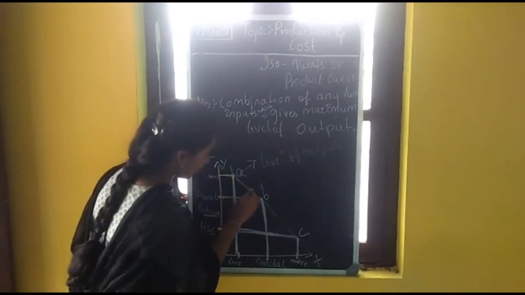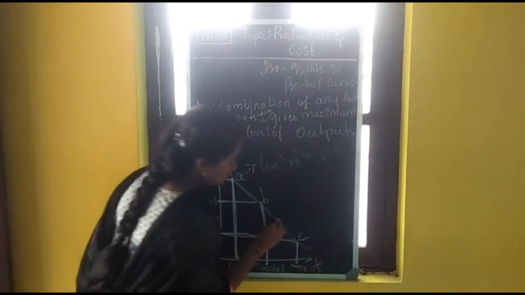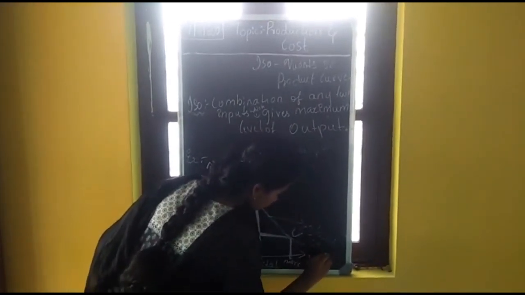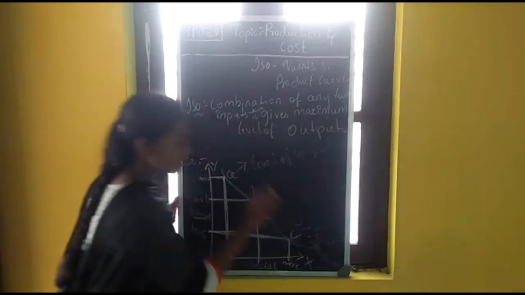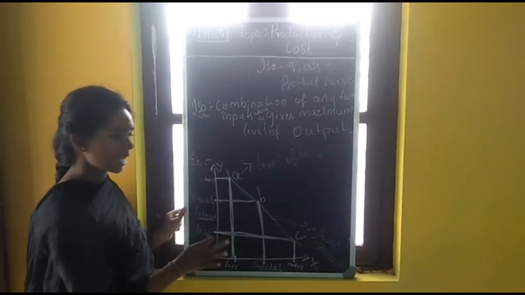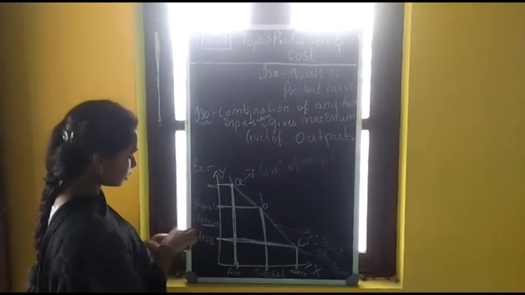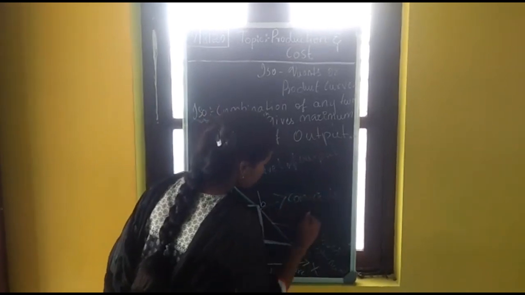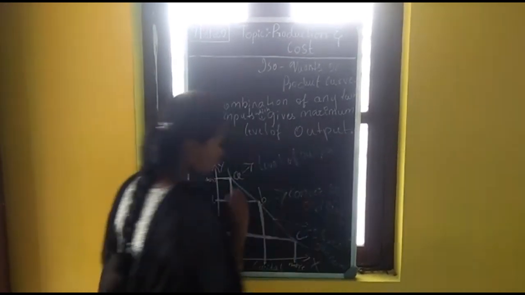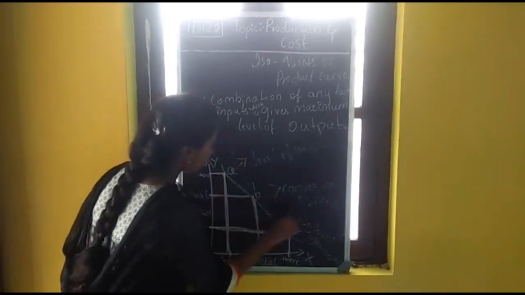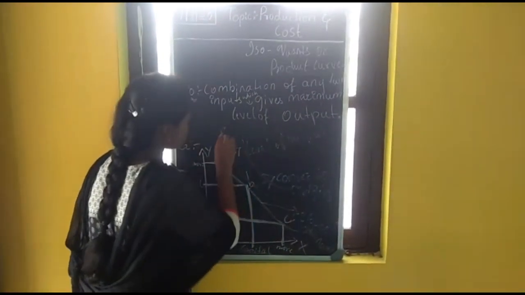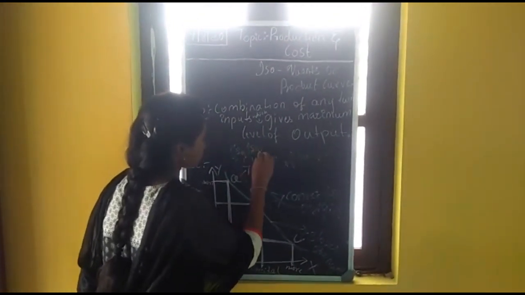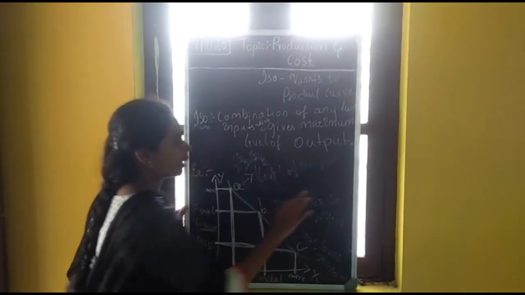And draw a curve through A, B, C and D. This curve always slopes downward. This shows the level of satisfaction to the consumer. And this curve is always convex to the origin. The high level of isoquants shows the high level of output.